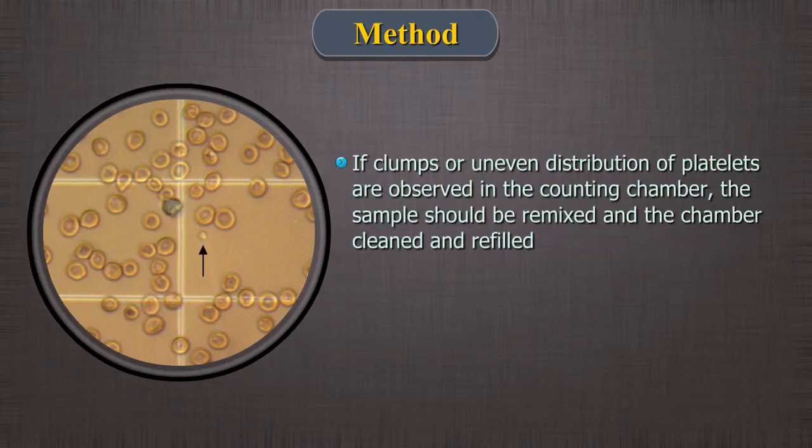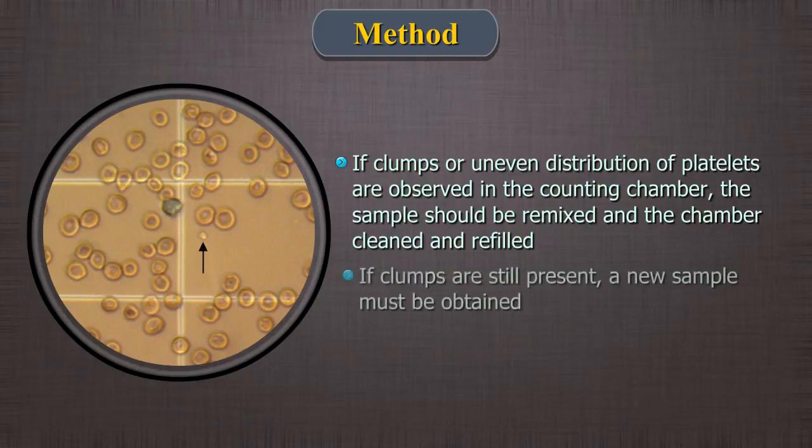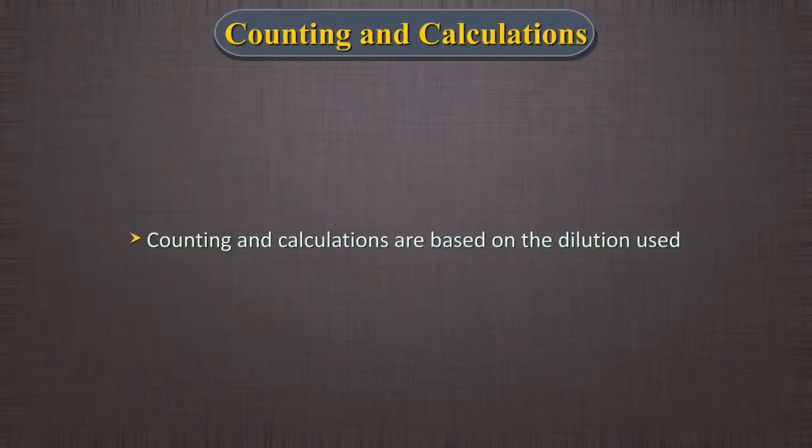6. If clumps or uneven distribution of platelets are observed in the counting chamber, the sample should be remixed and the chamber cleaned and refilled. If clumps are still present, a new sample must be obtained. Counting and calculations. Counting and calculations are based on the dilution used.